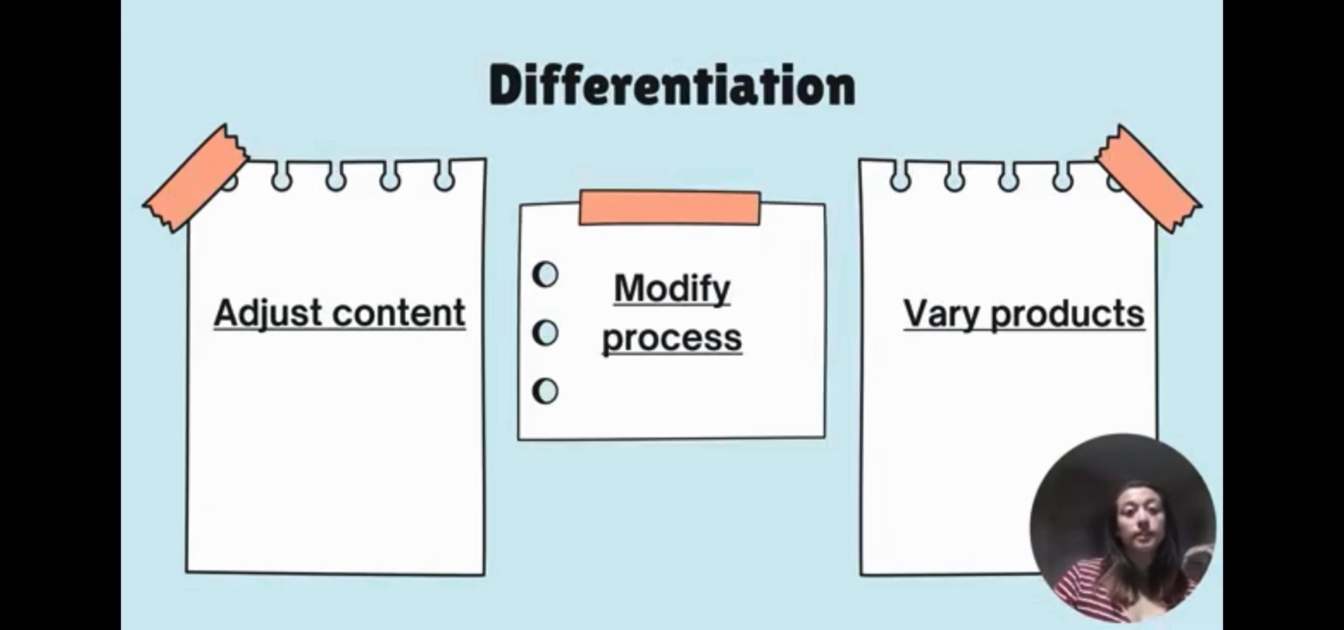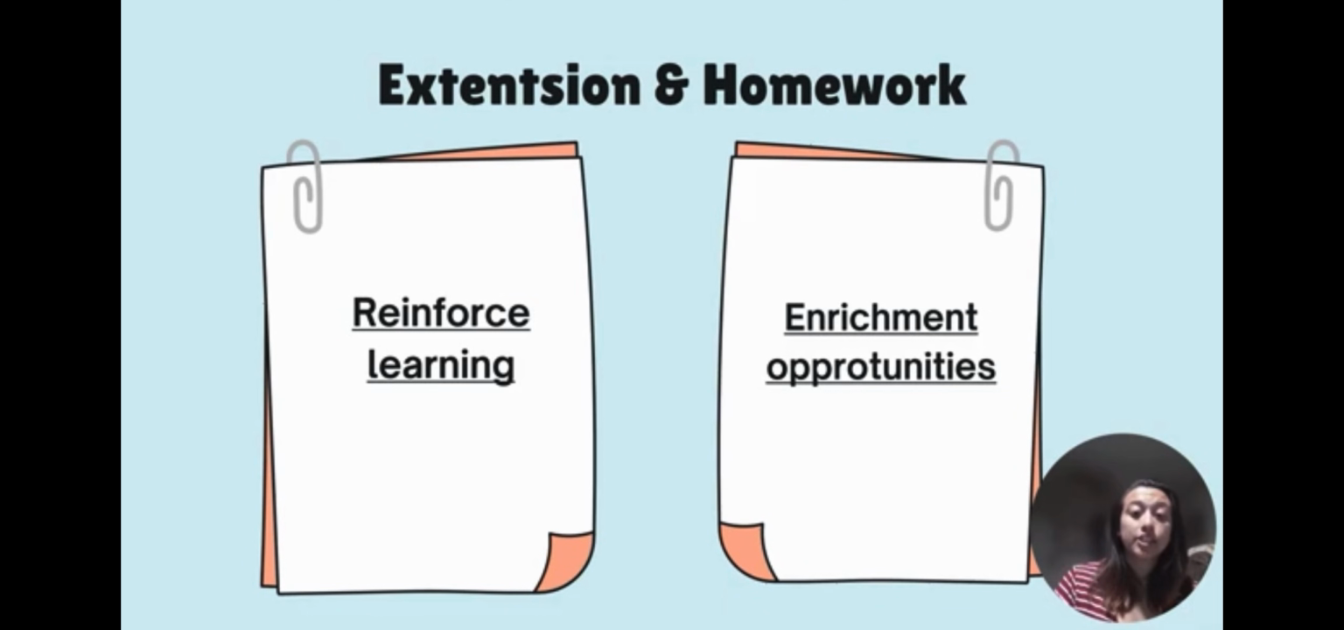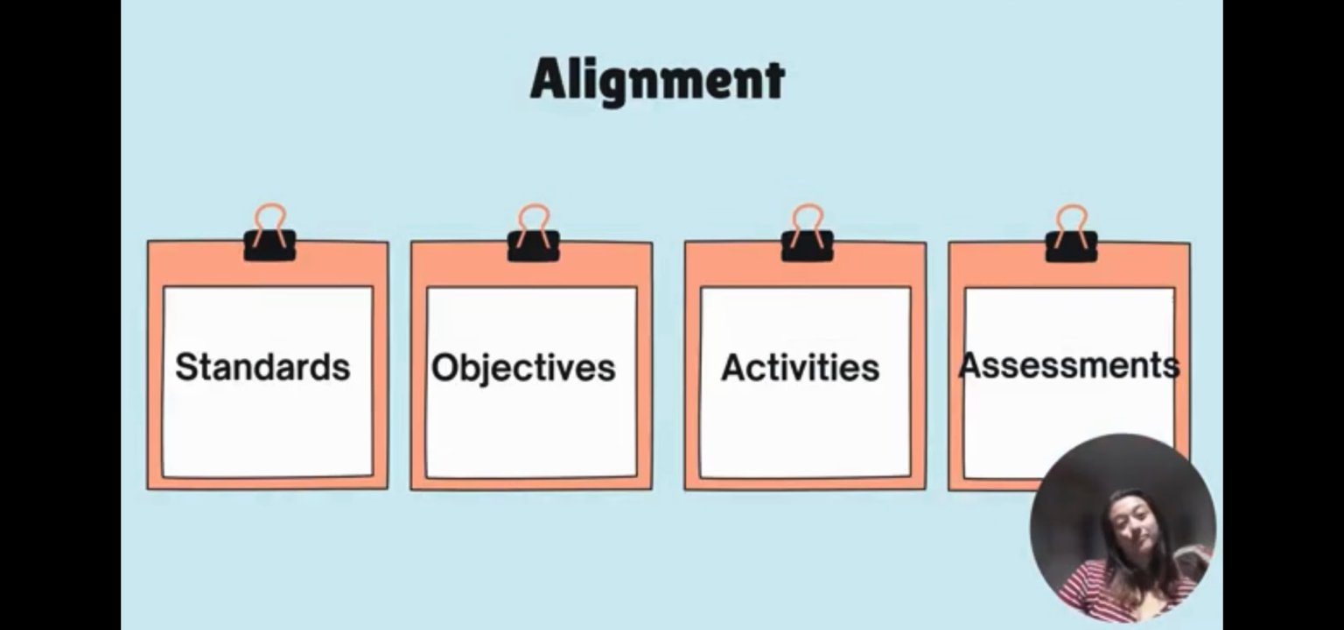Differentiation means adjusting instruction to meet the needs of all learners. This includes modifying content, process, or products for students with disabilities, English learners, and advanced students. Extension and homework. Extension activities and homework provide additional practice or enrichment. These should always connect back to the lesson objectives.